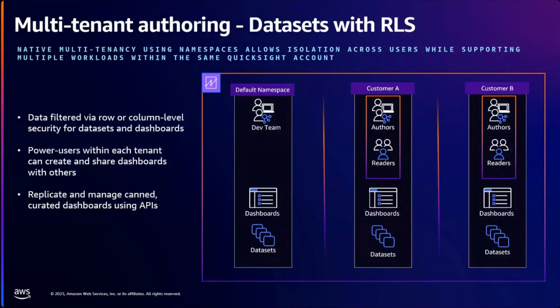Multi-tenancy using namespaces allows isolation across the users, as we have spoken about, and it can support multiple workloads within the same QuickSight account. It allows data security using row level security, and you can restrict the users as needed. Now, there are three ways you can build assets and govern them through namespaces. One is, as a dev team, you can create the standard assets that are shared across the namespaces. On top of that, you can have dedicated assets which your team can create, and then you can share these assets with the other teams.